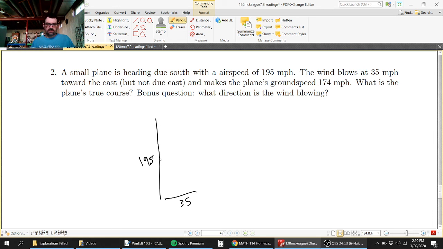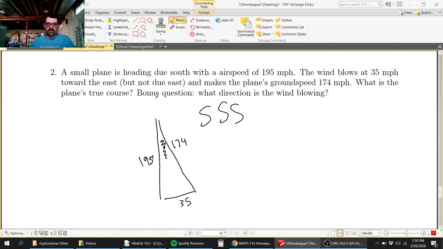All right, so here's airspeed, how fast the plane would be going if there was no wind, 195. The wind blows to the right-ish and actually makes the plane speed 174. So what's the plane's true course? Well, part of it is we know how fast it's going, 174. All we need to know is what direction it's going, which basically just means figuring out that angle in the triangle, and we know all three sides. This is side, side, side all the way.